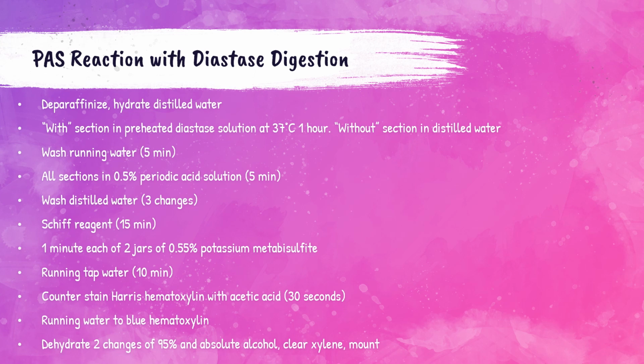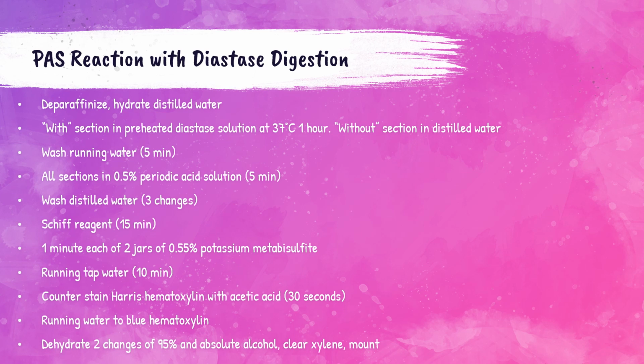Then both sections need to be washed in running water for 5 minutes, then placed in 0.5% periodic acid solution for a 5-minute period. After that, the sections need to be washed in 3 changes of distilled water. Then the sections are placed in Schiff reagent for 15 minutes, then 1 minute each in 2 jars of 0.55% potassium metabisulfite. This step removes any excess stain from the sections.